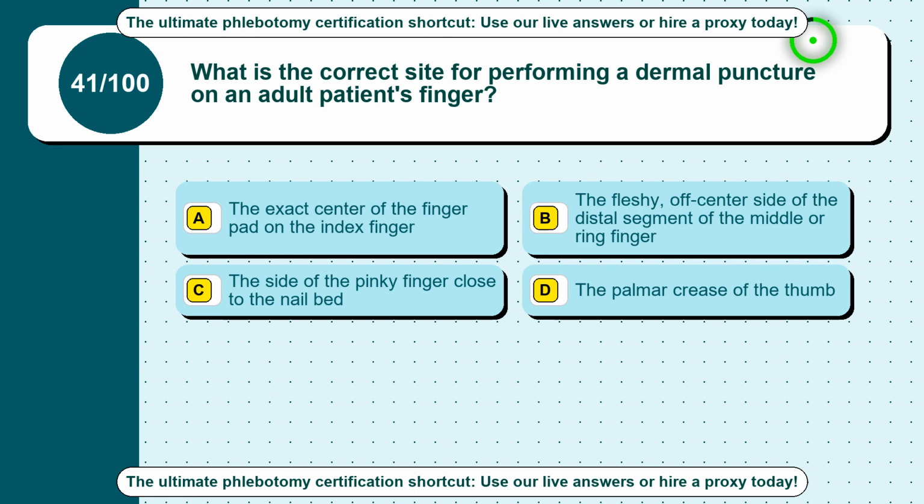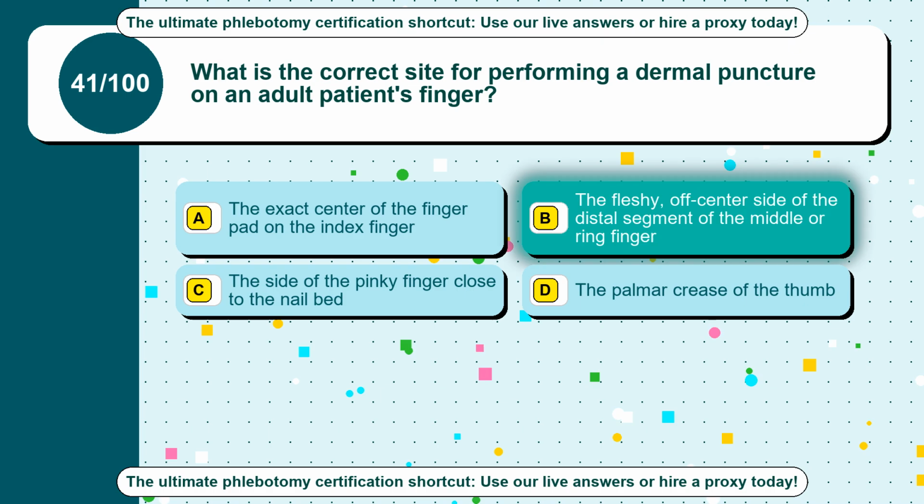Question 41. What is the correct site for performing a dermal puncture on an adult patient's finger? Option A, the exact center of the finger pad on the index finger. Option B, the fleshy, off-center side of the distal segment of the middle or ring finger. Option C, the side of the pinky finger close to the nail bed. Option D, the palmar crease of the thumb.